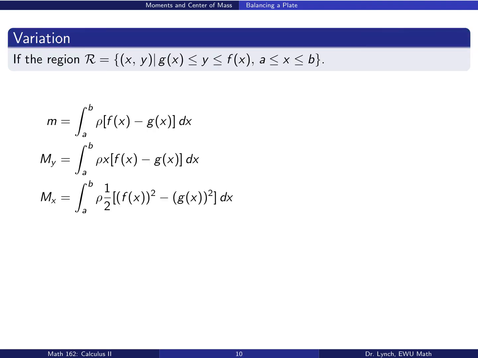Okay, folks, one last comment. If the region is slightly different, namely that the coordinates go from g to f instead of 0 to f, we have just slightly different equations for the moments and center of mass. There are a couple of examples like that in the book, and I'll let you have a look at those.